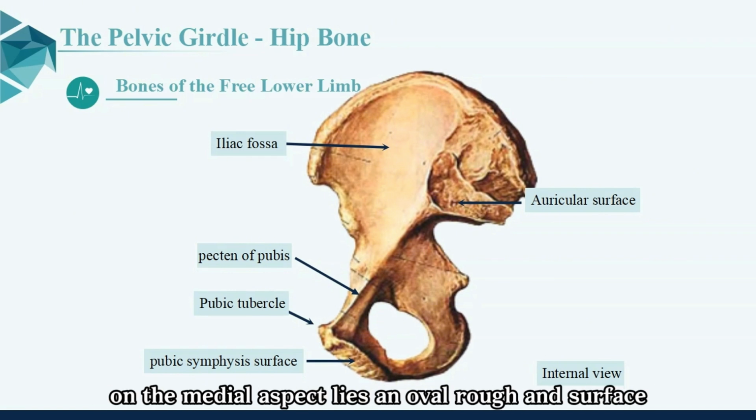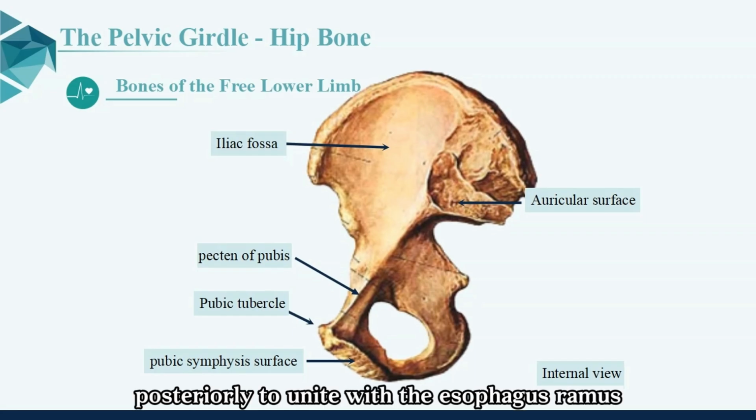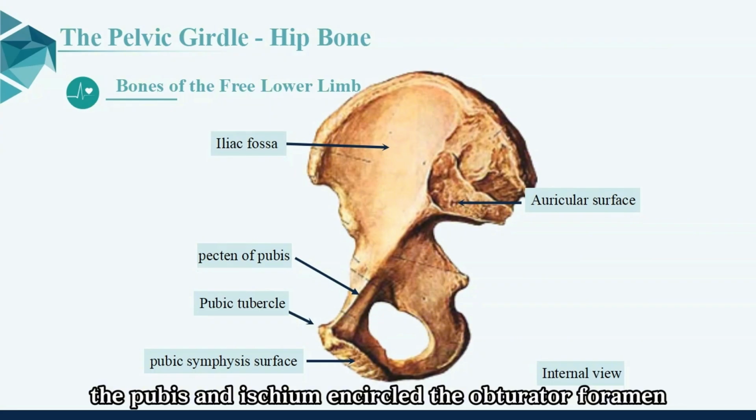On the medial aspect lies an oval, roughened surface. This is the symphysial surface. The left and right symphysial surfaces are joined by fibrocartilage. This forms the pubic symphysis. The inferior pubic ramus extends posterolaterally to unite with the ischial ramus. Together, the pubis and ischium encircle the obturator foramen.